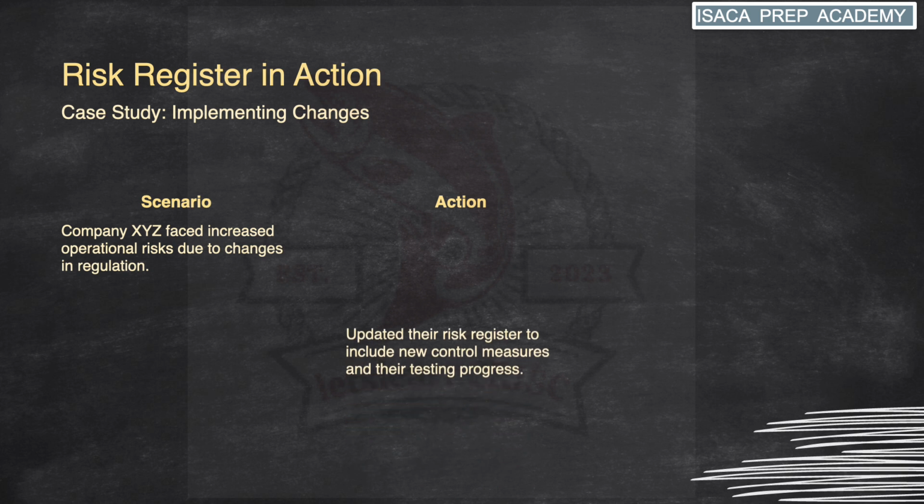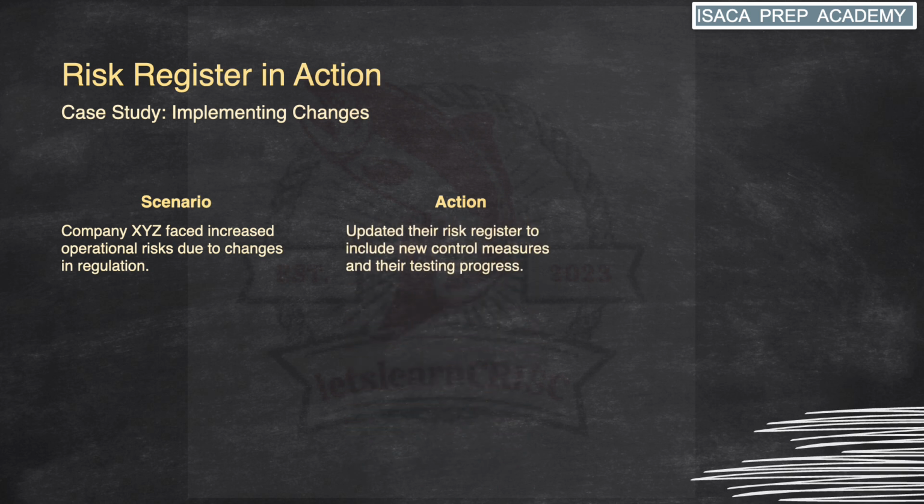Next, we'll talk about the action. Friends, the action taken by the company XYZ to update their risk register to include new control measures and their testing progress demonstrates a proactive approach to risk management. By incorporating these updates into the risk register, company XYZ ensures that the register remains accurate and up to date, reflecting the organization's evolving risk landscape and mitigation efforts.